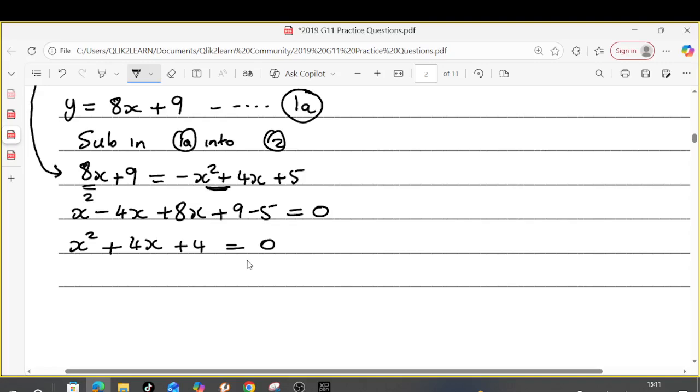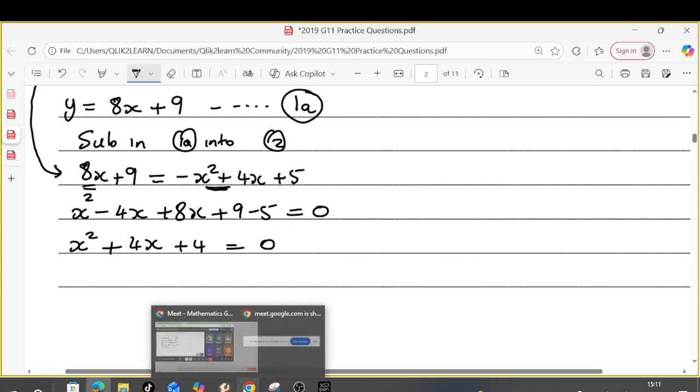But now how do we factorize this? You see, this tells us that we need to use the quadratic formula, because I don't think the factors will get that middle term of 4x. We want the factors of 4. So we're going to use the quadratic formula. There's nothing we can do here. Please correct me, guys, if I'm wrong.